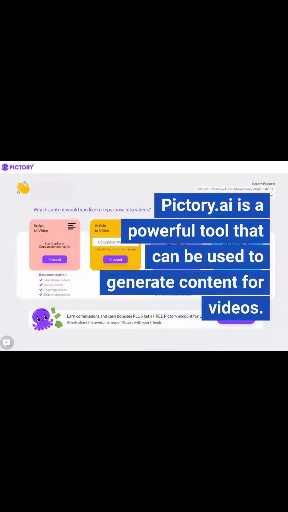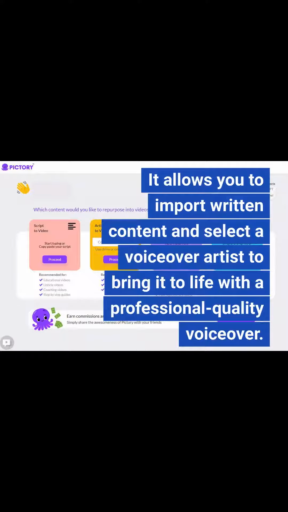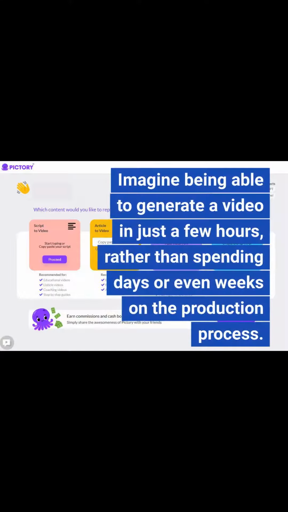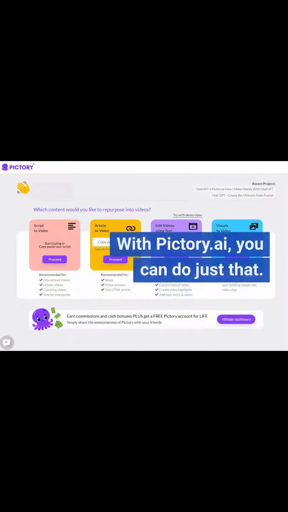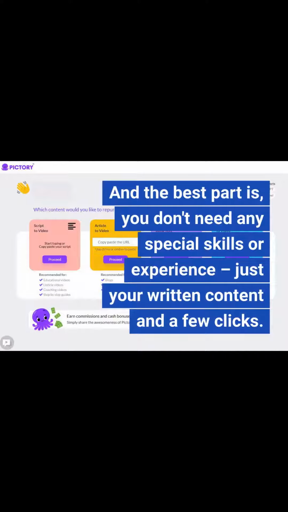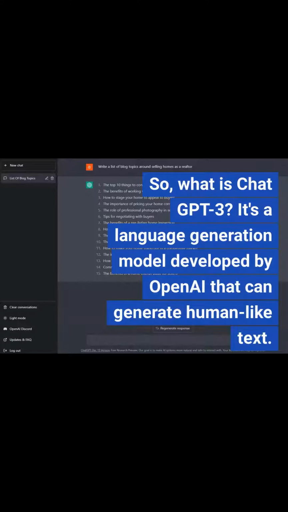Pictory.ai is a powerful tool that can be used to generate content for videos. It allows you to import written content and select a voiceover artist to bring it to life with a professional quality voiceover. Imagine being able to generate a video in just a few hours, rather than spending days or even weeks on the production process. With Pictory.ai, you can do just that. And the best part is, you don't need any special skills or experience, just your written content and a few clicks.